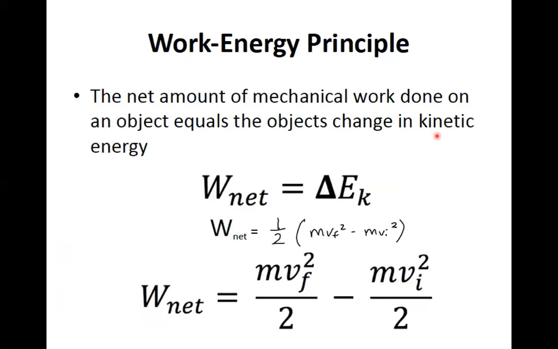It turns out that the change in kinetic energy is equal to total work. So this is something we calculate quite often, so it's really important to know this. This principle is called the work energy principle, and it states that the net amount of mechanical work done on an object equals the object's change in kinetic energy. It's worth noting that this is a net amount. So this is based on the net force times displacement. We can sub in for delta EK, 1/2 mVf squared minus 1/2 mVi squared, or we could factor out the 1/2, or we could factor out the m.